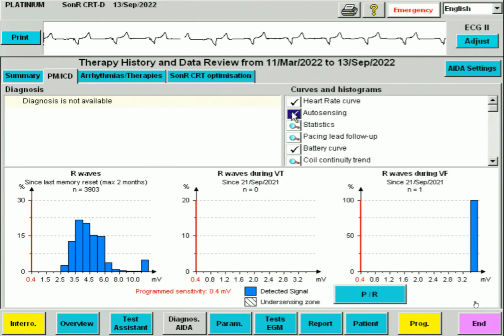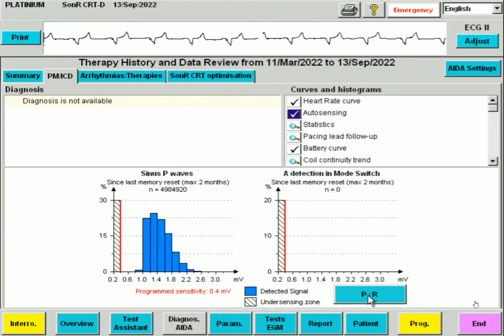In the auto sensing tab, we can see that there are no signs of R wave undersensing, neither are there signs of R wave oversensing, as there is only a single event sensed in the VF zone.